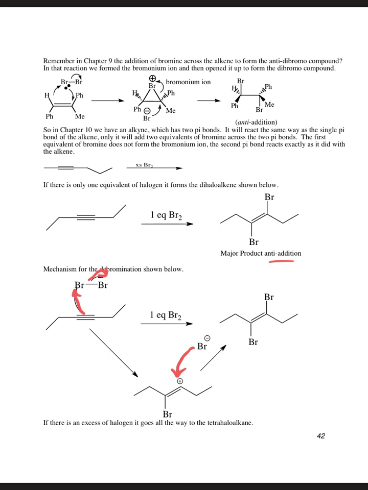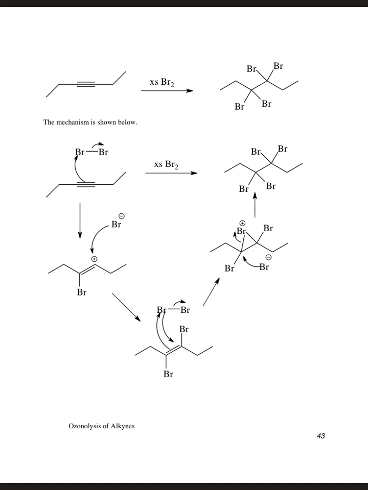If we have an excess of bromine, and so we add one equivalent, just like before, where we get to the vinyl dibromide, and then just like the mechanism with the double bond, because this is a double bond, we have to go through the bromonium ion, open it up to get the tetrabromo compound. So with an excess of Br2, it'll go all the way to the tetrabromo compound, and we can't stop it at the dibromo.